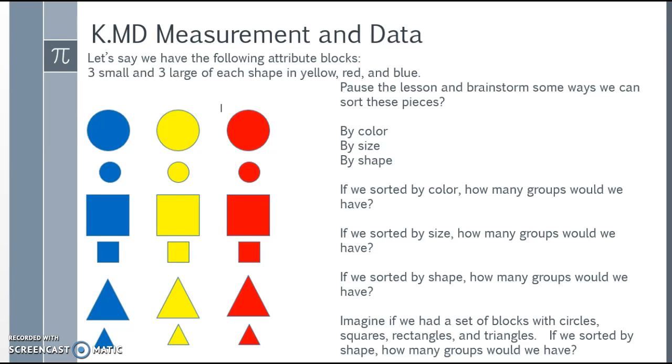And if we sorted by color, how many groups would we have? Looks like we have blue, yellow, red. If we sorted by size, how many groups would we have? Looks like we have big ones and little ones, so 2. If we sorted by shape, how many groups would we have? Looks like we have 3 different shapes: circles, rectangles, and triangles. Imagine if we had a set of blocks with circles, squares, rectangles, and triangles. If we sorted by shapes, how many would we have? Well, then it looks like we would have 1, 2, 3, 4 different shapes.